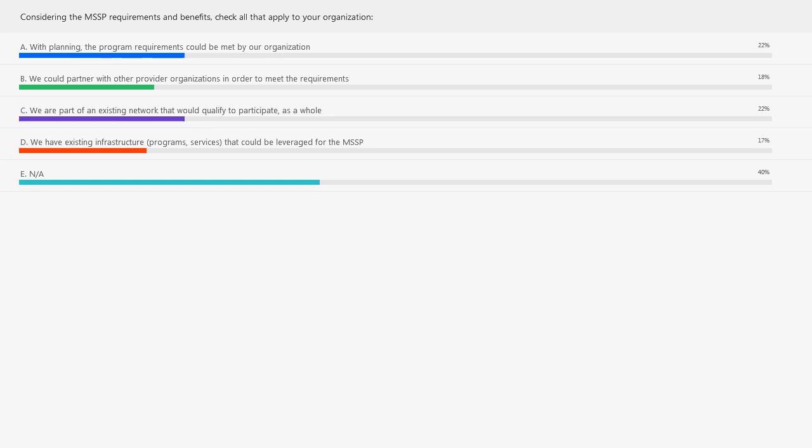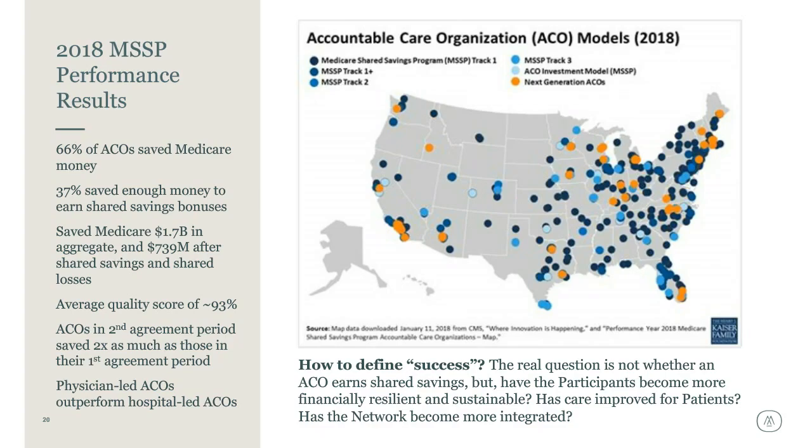Okay, let's keep going. So our next slide is about the performance results from 2018 for ACOs across the country. 66% of ACOs saved Medicare money, but 37% saved enough money to earn shared savings bonuses. So something I haven't mentioned yet but is worth understanding is that you need to earn a statistically significant amount of money, or if you're at these higher risk levels of the program, you set the threshold of risk that you're willing to take.